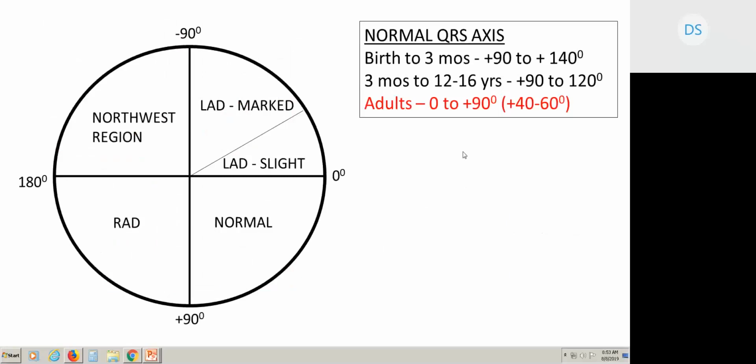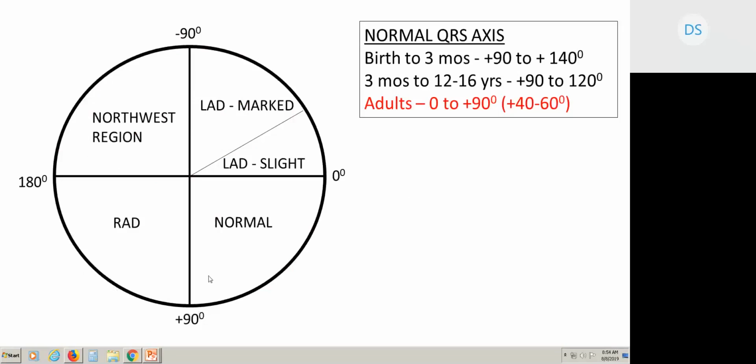Now, what is a normal QRS axis? At birth, as we understood, you have the axis which is more rightward. So any axis between 90 degrees to 140 degrees is considered normal for a newborn. And in an adult, it's between 0 to 90 degrees. And between 3 months to 12 years of age, you can have it somewhere between 90 to 120 degrees. So remember, an axis up to 140 degrees is normal for a newborn, but for an adult, it's usually not going to exceed 90 degrees.